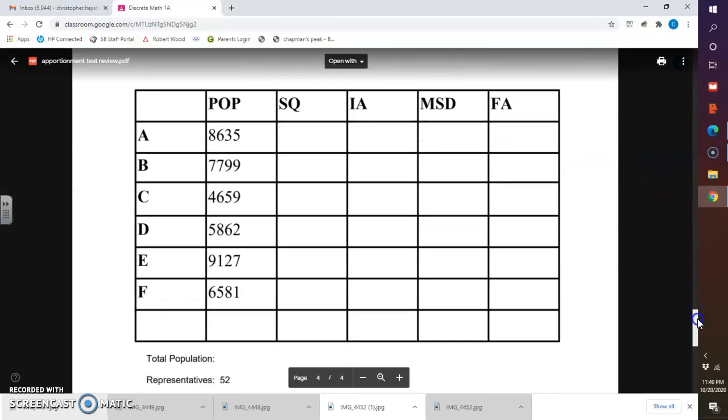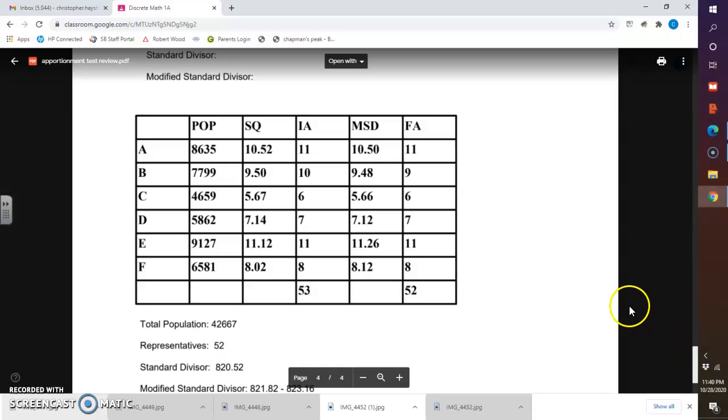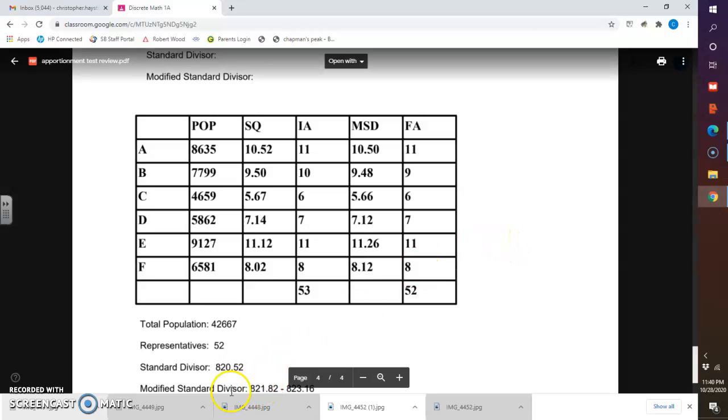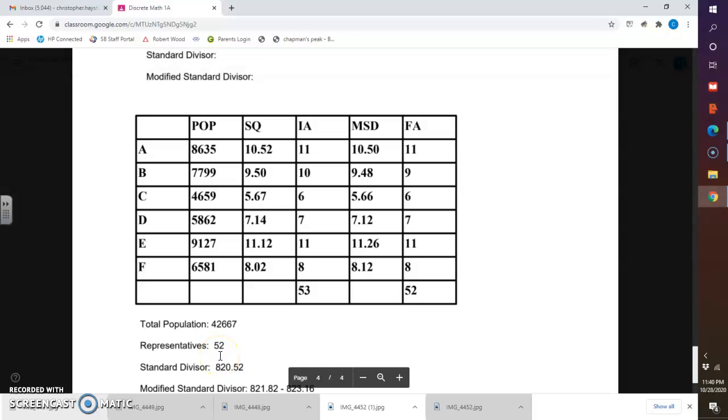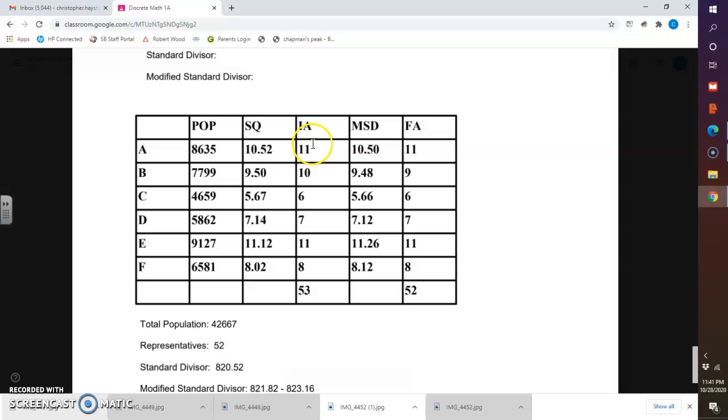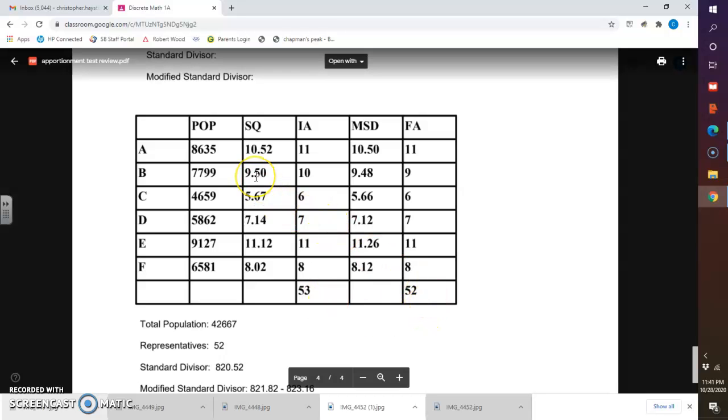Now the one unique thing about Webster method is sometimes you'll end up with too many reps. If that's the case, you need to now raise your standard divisor. Remember, in Jefferson method, or when the Webster method gives you too few votes, you literally had to reduce the standard divisor. Now we're going to raise it. In this one, when I round normally, I get 11, 10, 6, 7, 11, 8, and I get 53. I need to get to 52.